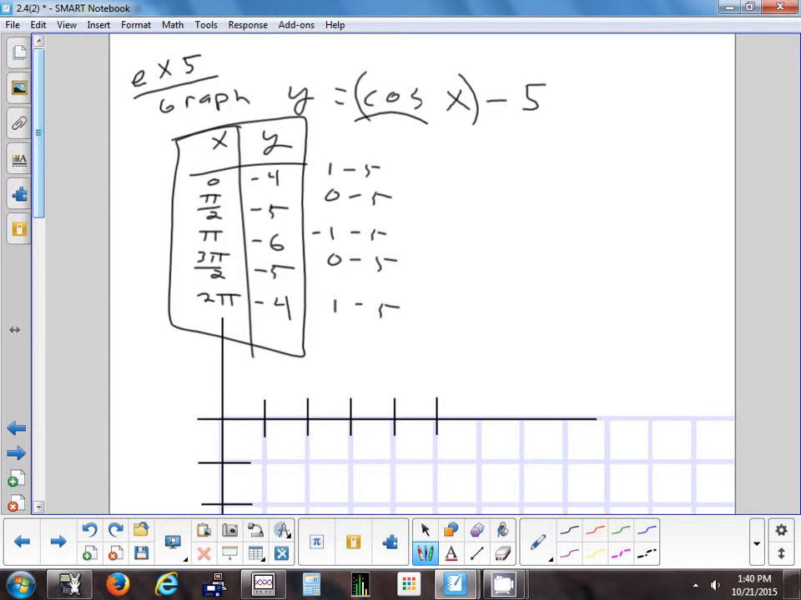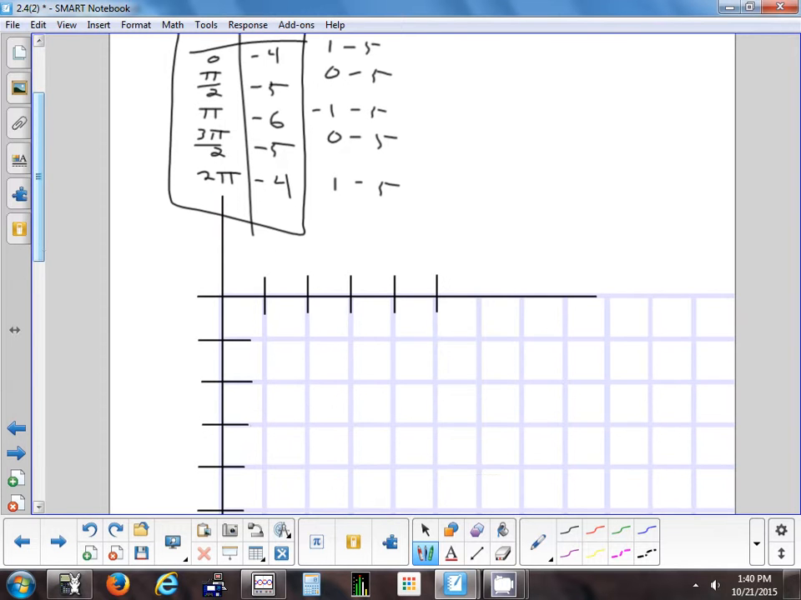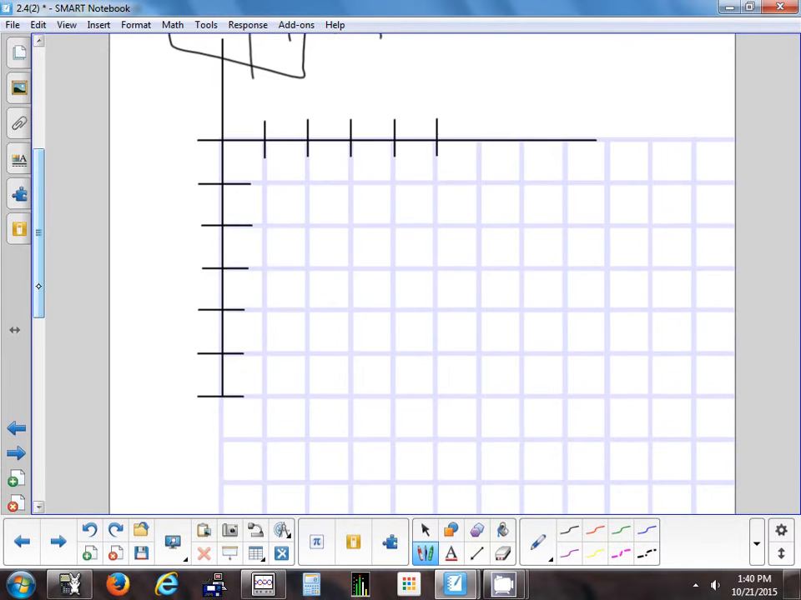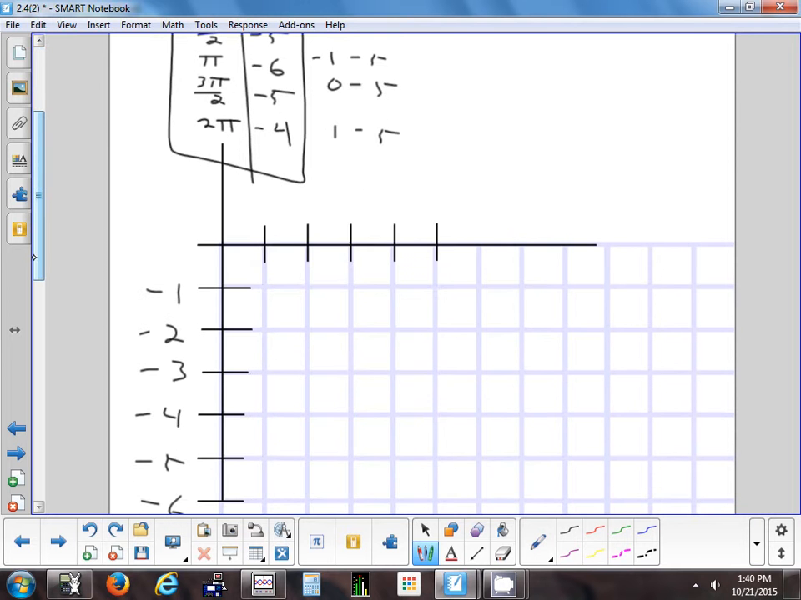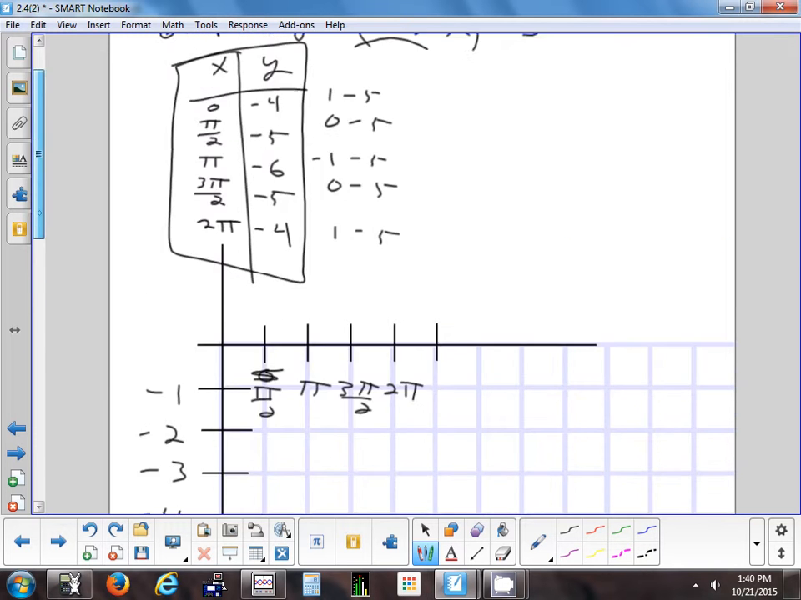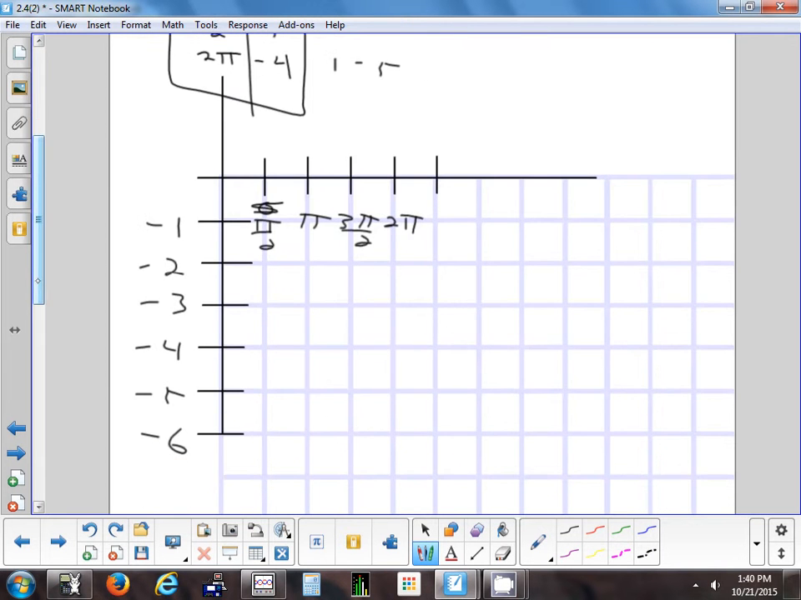Okay, this time because your y-axis is completely negative, there's really no need to sketch anything in the positive part. Just label your negatives. Okay, now x-axis, you can label down here because your graph is going to be even further down. Pi over 2, pi, 3 pi over 2, 2 pi. Okay, so we're at -4, -5, -6, -4, -5. And make your sketch.